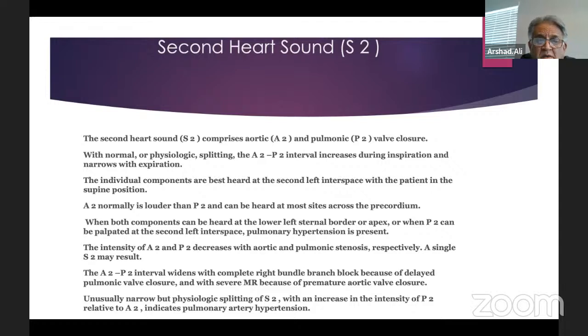The second heart sound is a component of aortic and pulmonic valve closure. It does have normal or physiologic splitting that can be auscultated with an ordinary stethoscope. Now, this splitting becomes more obvious because the interval between the A2 and P2 increases during inspiration because the P2 is delayed, and it decreases during expiration, so it may become harder to auscultate. And this is, again, best heard at the second left intercostal space when the patient is in the supine position. A2 is louder than P2.